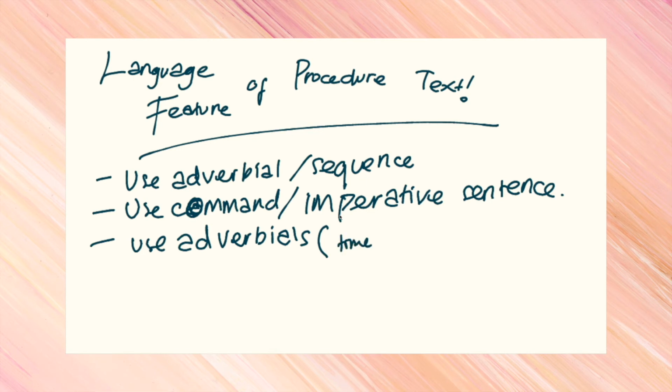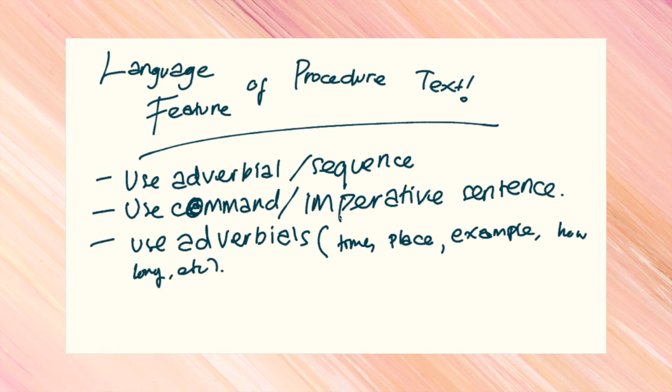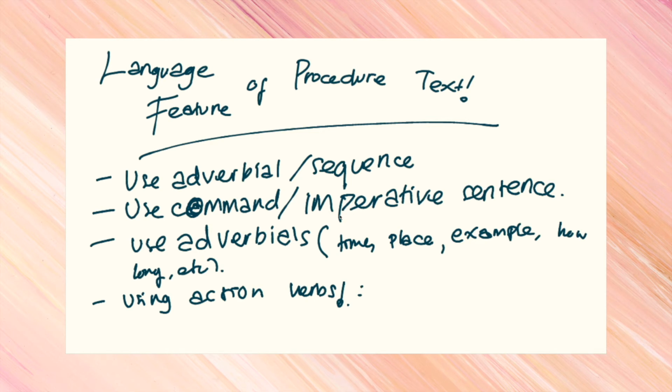The time, place, for like the details of it. Example, how long, etc. And then using action verbs. Action verbs. So action verbs are, for example, make, take, boil, cook.